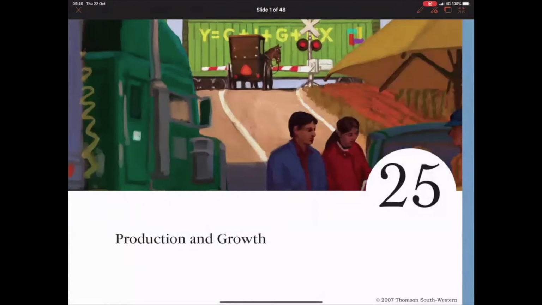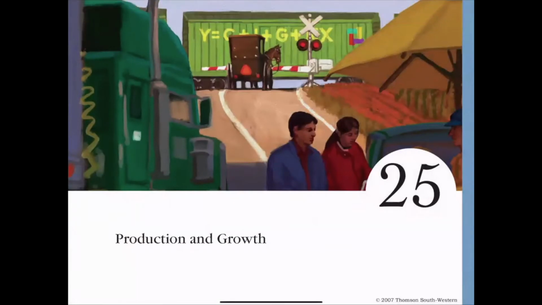Okay, production and growth. This is the topic that covers how an economy grows in the long run. So in this chapter, we will look at an economy, and we try to explain what determines long-run economic growth.